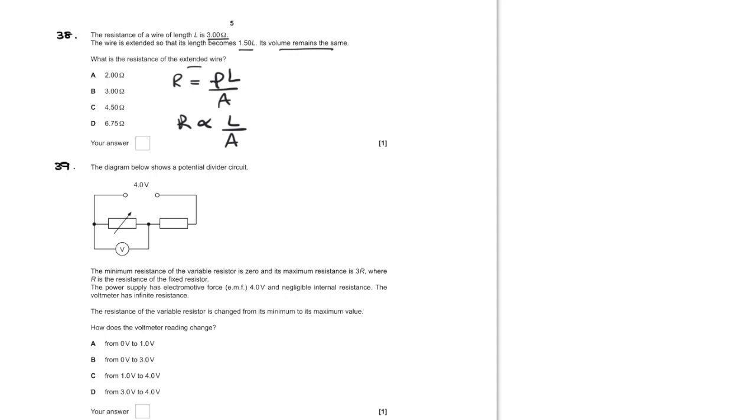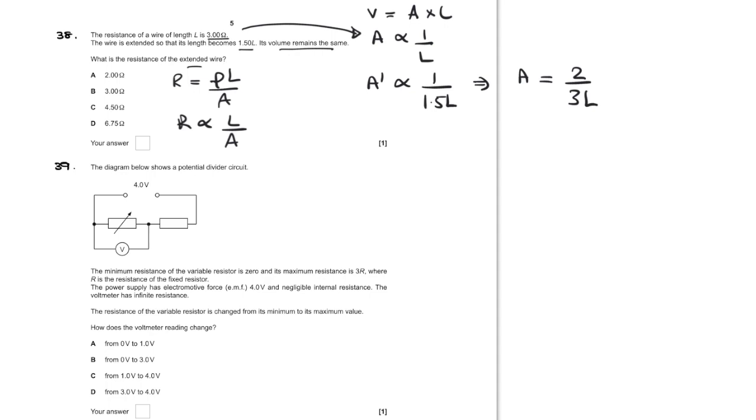In terms of the area, volume is equal to area times length, and V is constant, so A is inversely proportional to the length of the wire. This is for our original length of L. The new area is therefore proportional to 1 over 1.5 L, as that's the new extension. I can remove the proportionality because I'm going to take the ratios into consideration. So A is simply 2/3 L, and that's the new A, A dash.